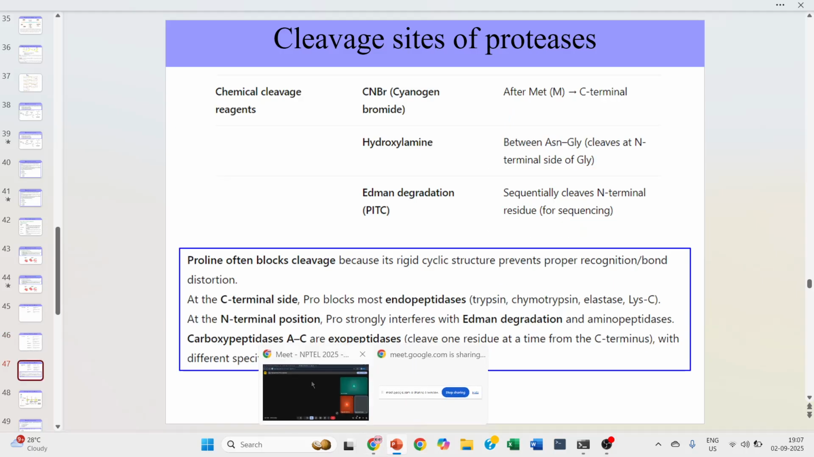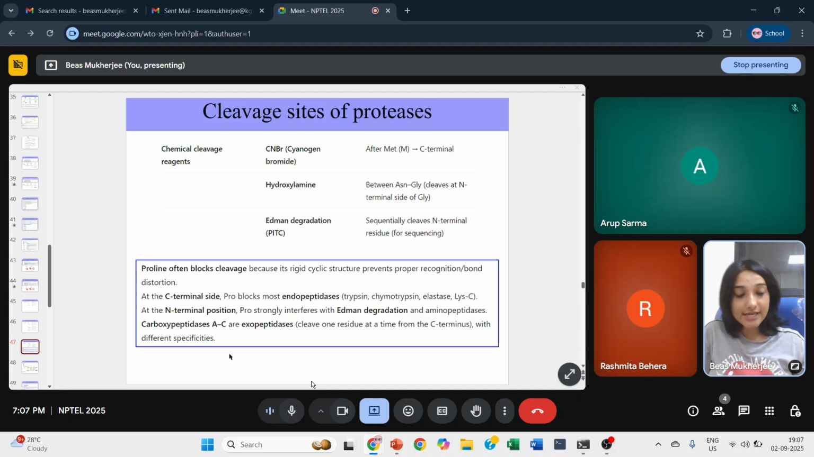Now we come to chemical cleavage. So besides these enzymes, there are also certain chemicals that are used for cleaving peptides and proteins. For example, cyanogen bromide, CNBr. This cleaves at the C-terminal after methionine. Then there is hydroxylamine. This cleaves between asparagine and glycine, at the N-terminal side of the glycine.